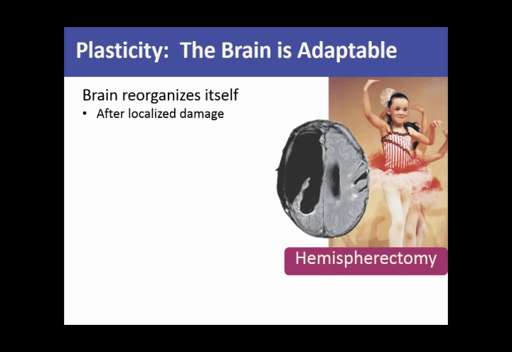Now, when she woke up, she couldn't move her right arm. The left hemisphere controls the right side of the body. She couldn't move her right arm. She couldn't feel anything coming in from that or from her leg, things like that. But with just a little bit of rehabilitation, within 6 months she was walking.